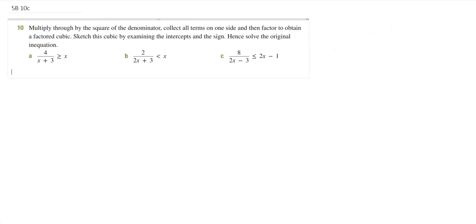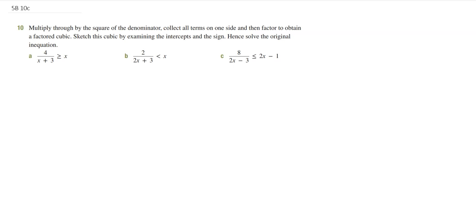Anyway, so multiply through by the square of the denominator, collect all terms on one side. Yeah, okay, and then factor to determine the factor cubic. Interesting. Okay. So we're going to sketch the cubic by examining the signs. Yeah, okay, so we're starting off. Yay, my pen works. That's really exciting.